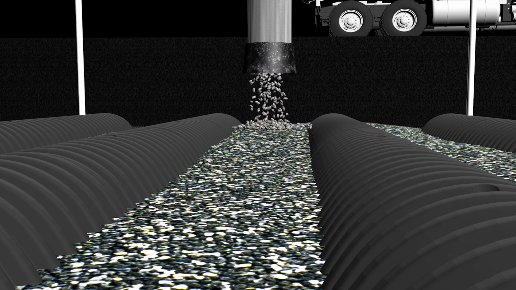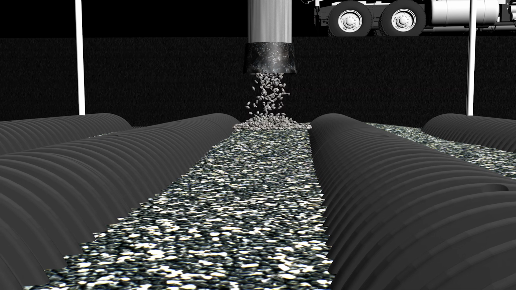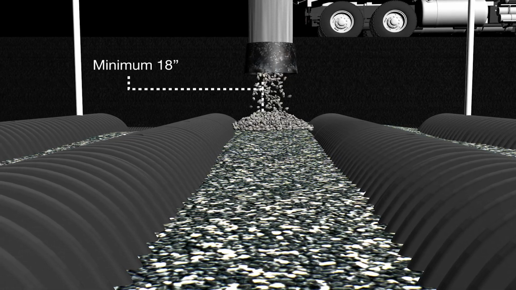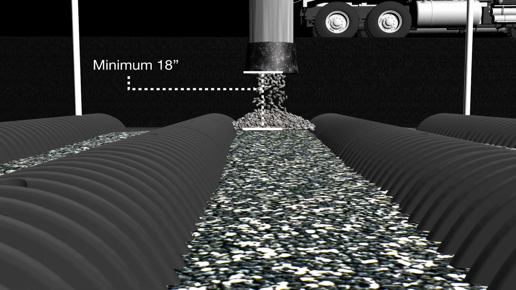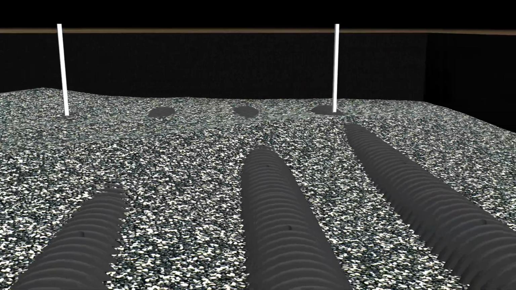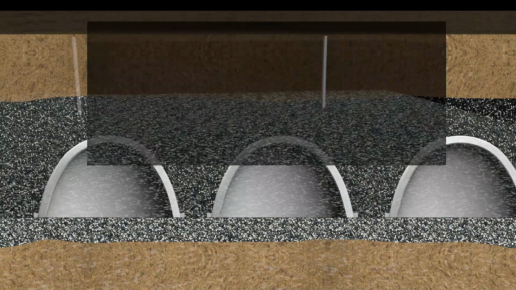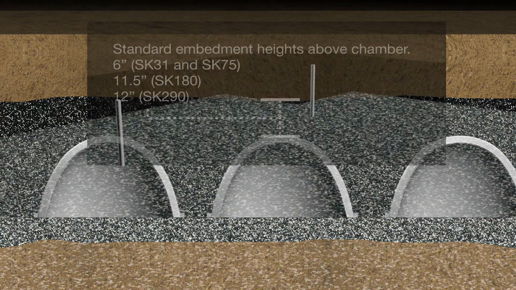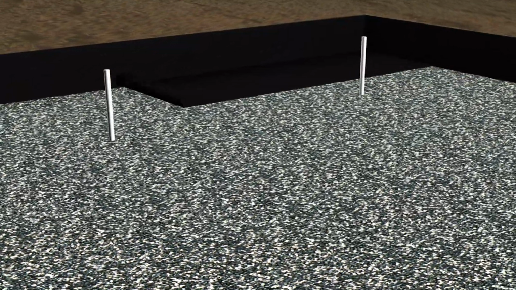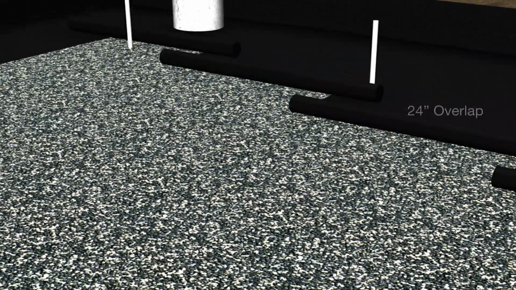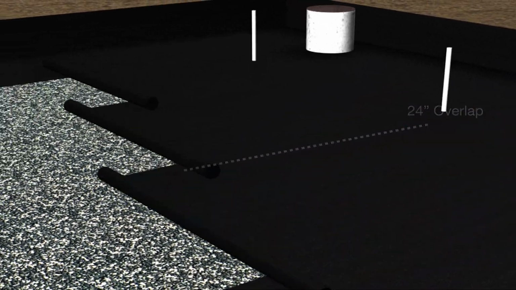Clean crushed angular open graded stone used for chamber embedment is typically regarded as compacted when allowed to fall in place from the height of at least 18 inches, and therefore no mechanical compaction methods are needed during the chamber embedment phase. The chamber embedment operation is complete when the embedment stone reaches the elevation of the chambers shown on the chamber cross-section drawing, at which point a non-woven geotextile is placed over the embedment stone to complete the geotextile envelope around the entire chamber system. The geotextile is rolled into place while maintaining a 24-inch overlap with adjacent layers.